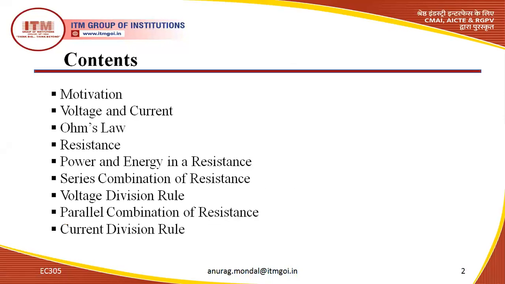In this particular session, we are going to cover the following contents. They are the motivation behind this topic, then voltage and current, what is it? Then comes Ohm's law. Then we move on to the resistance, power and energy in the resistance. Then what happens if the resistances are in series combination, and in the series combination we have the voltage dividing rule or voltage division rule. Next we are going to cover the parallel combination of the resistances, and whenever the parallel combination comes, the current division rule is present over there. So let's move on.